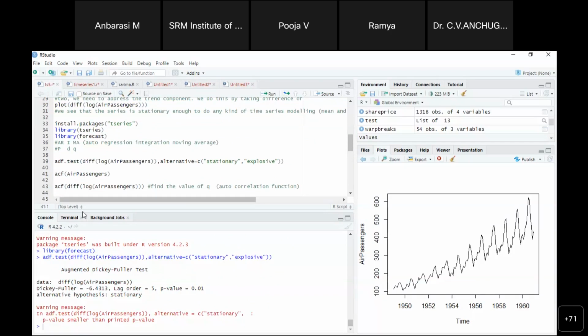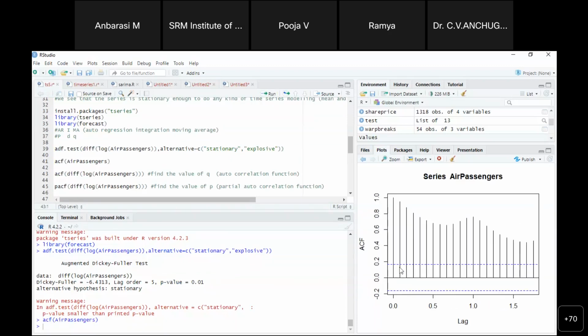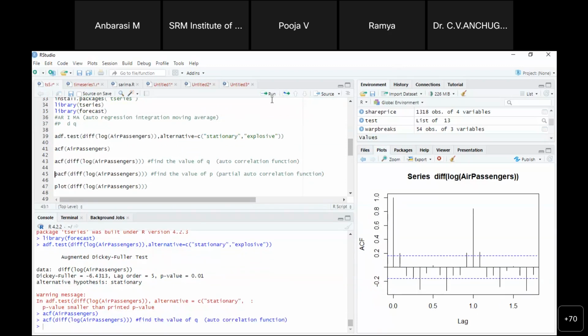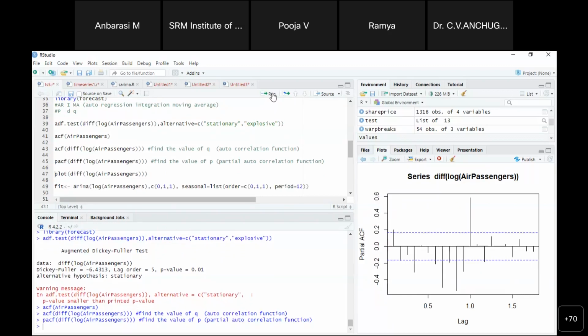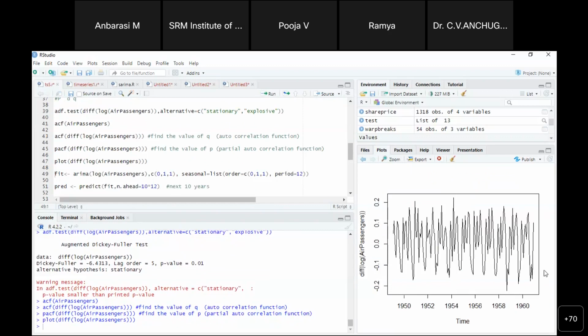So now you see, when you apply this ADF function, here you will get the p-value. Okay, so if the p-value is 0.01, that means the data is converted into stationary. Once you have converted into stationary, then here you see the lags are all above 0.1. Then what do you have to do? We have to find the p-value, q-value, and the difference also, and you can plot the graph.